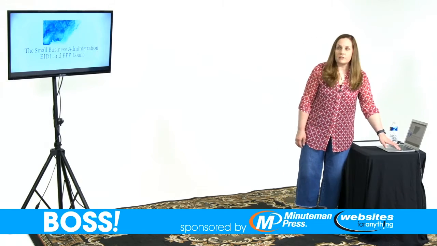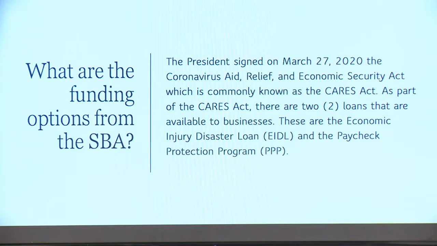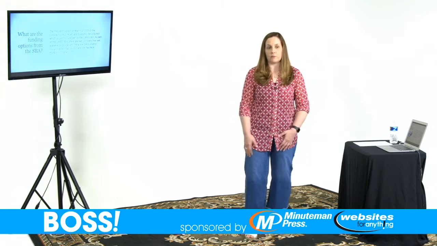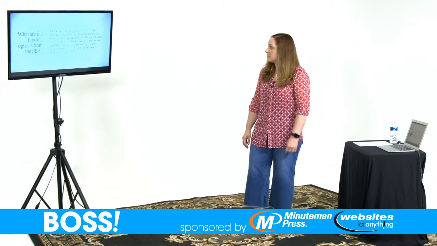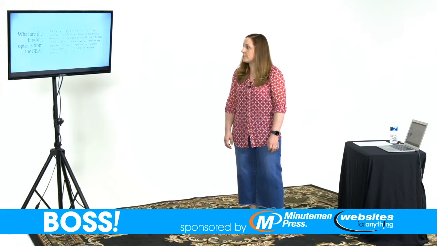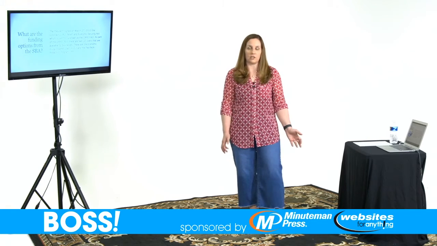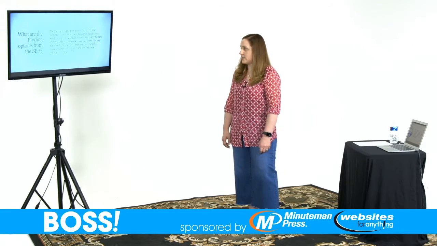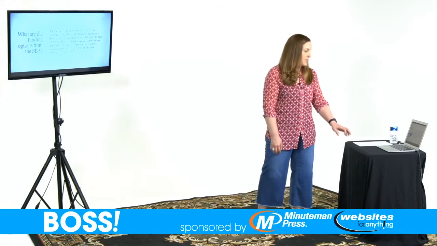There are two funding options from the Small Business Administration, and the President signed what was considered the Coronavirus Aid, Relief, and Economic Security Act on March 27, 2020. This is commonly known as the CARES Act. And as part of the CARES Act, there were two loans that became available to small businesses. These are called the Economic Injury Disaster Loan, commonly known as EIDL, as well as the Paycheck Protection Program, or the PPP Loan.